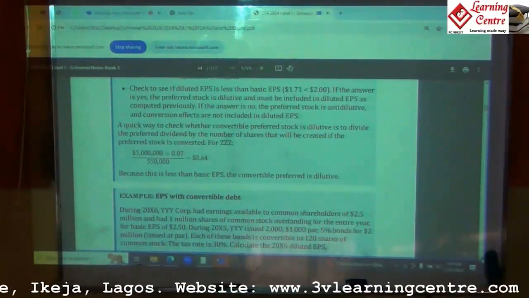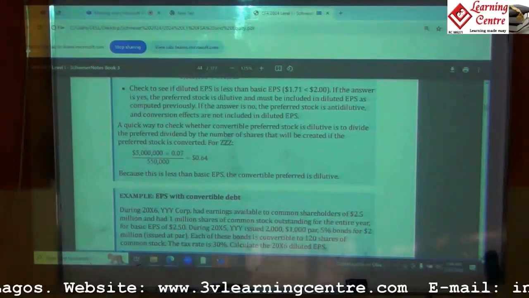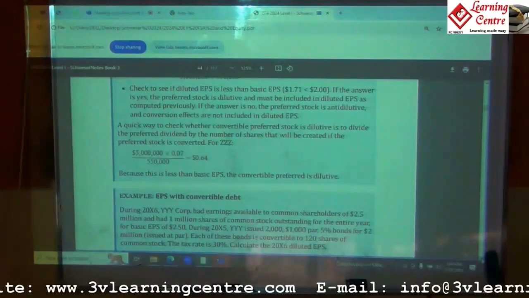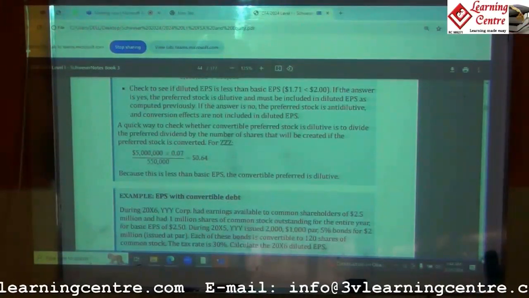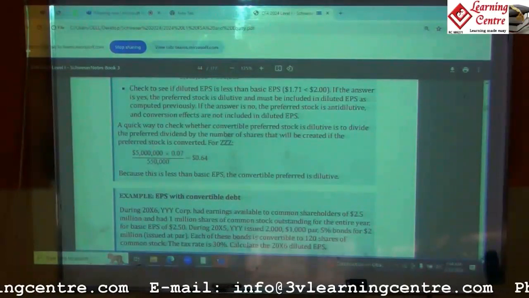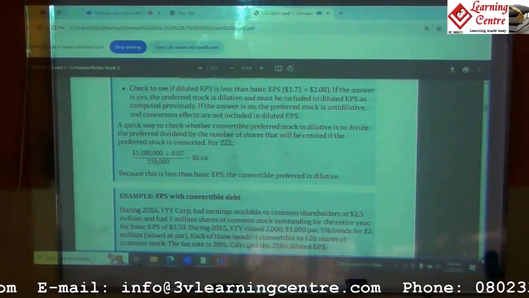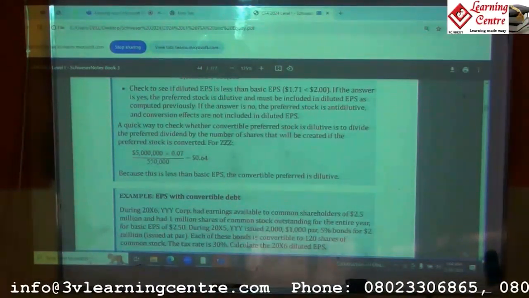During 2006, Y Corporation had earnings available to common shareholders of 2.5 million. Earnings is the same thing as profit. So when you see earnings, you know that is also profit. And it had 1 million shares of common stock outstanding for the entire year. So you can help us compute our basic earnings per share, which is 2.5.